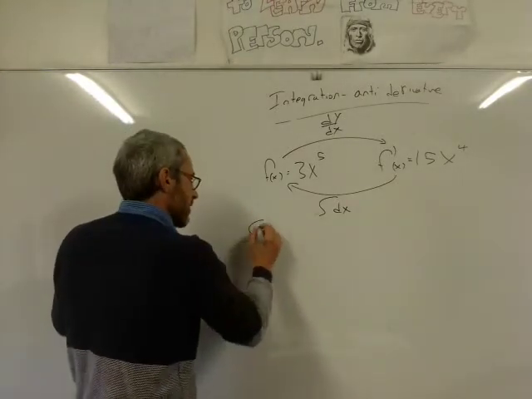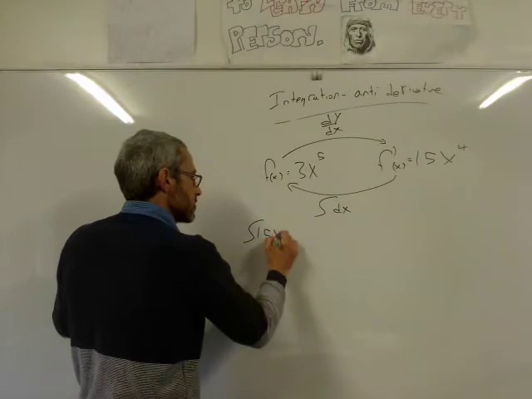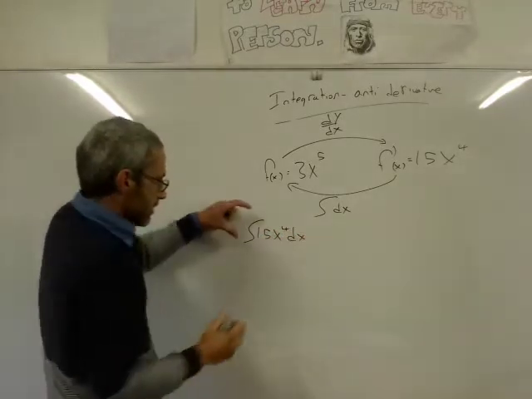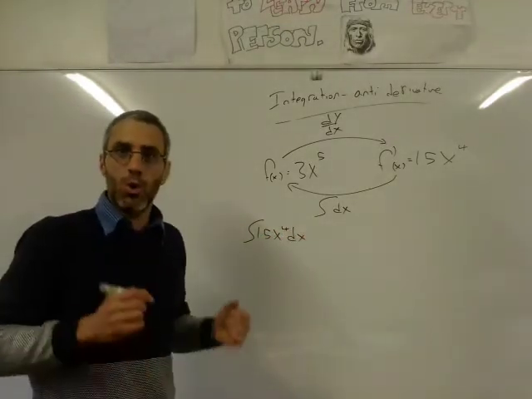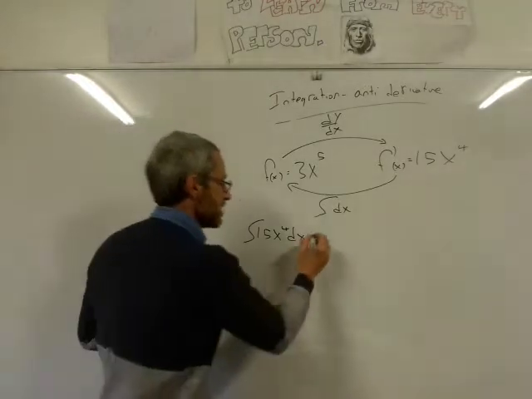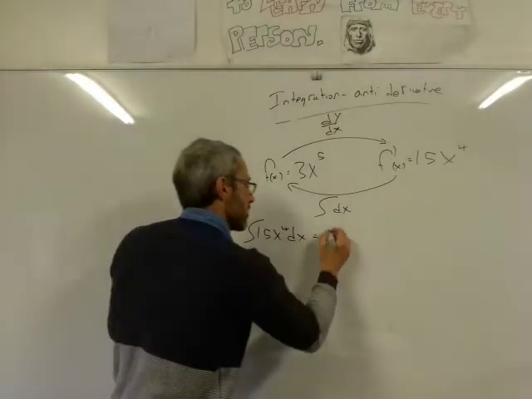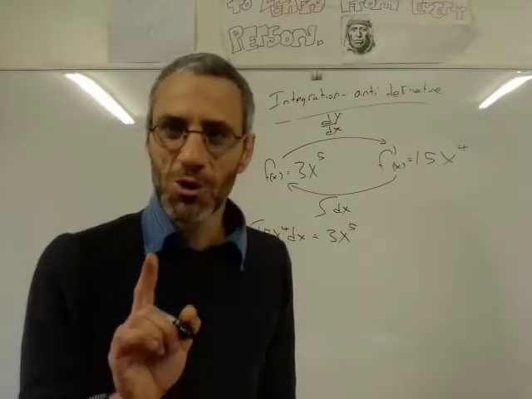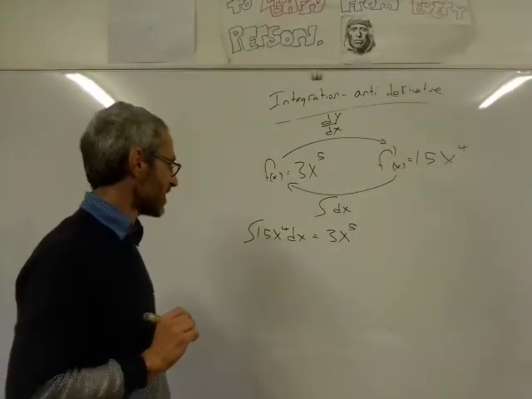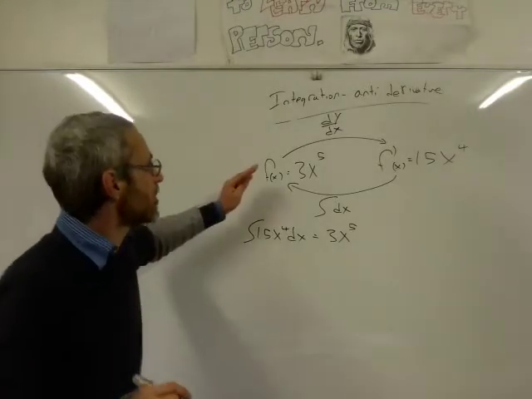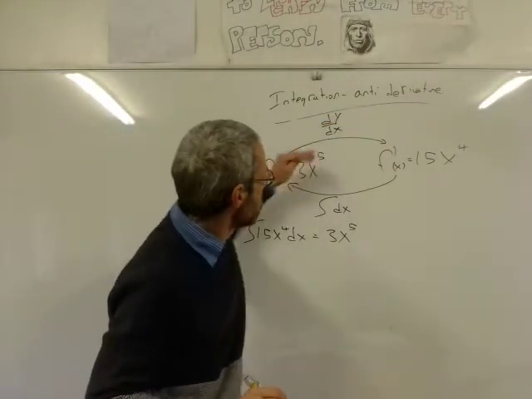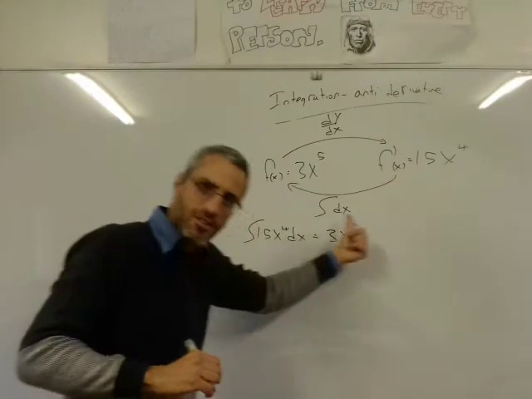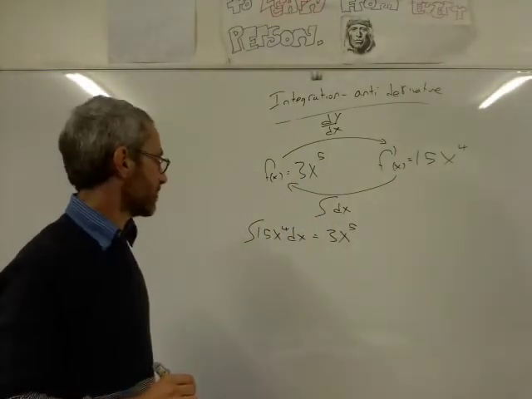If, for example, I have 15x to the power 4, and I do this operation onto it, the antiderivative, then by definition I should get back my original function. It's almost true, but not exactly. You'll see in a minute why. But that's the idea. We do a derivative from one function to the other, and the antiderivative will bring us back to the original function.